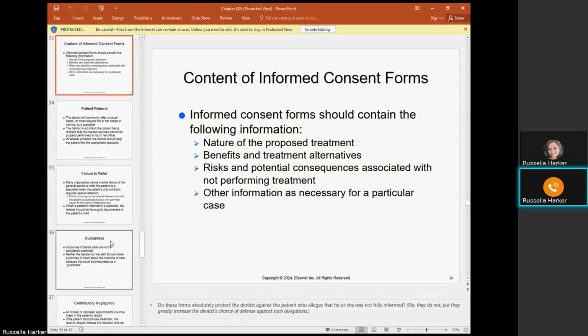These forms do not absolutely protect the dentist against the patient who alleges he or she was not fully informed, but they greatly increase their chance of defense in allegations if they're signed by the patient and on record.